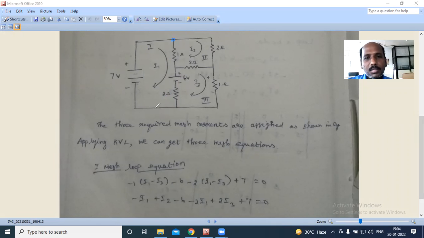In the next branch, there is no element. In the next branch, a 7 volt battery is there. I already said the current flows from the positive terminal to the negative terminal, so here plus 7. That is equal to 0. Then you just rearrange the equation.